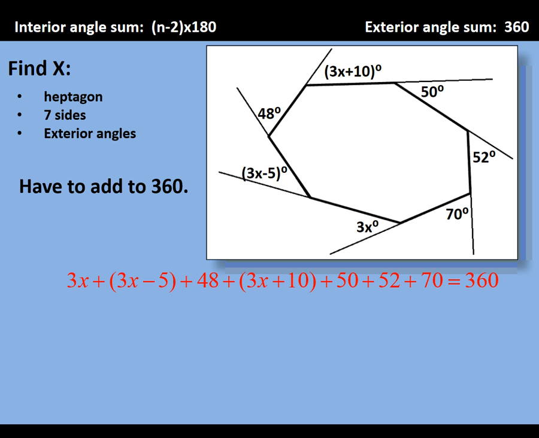But then once you combine your like terms, it just gets a lot easier. We should end up with 9x plus 225 is equal to 360. And then simply subtract 225 and divide by 9. We'll end up with x is equal to 15.